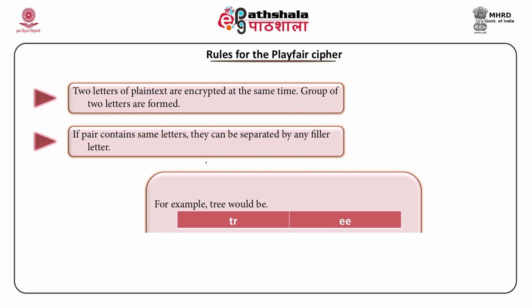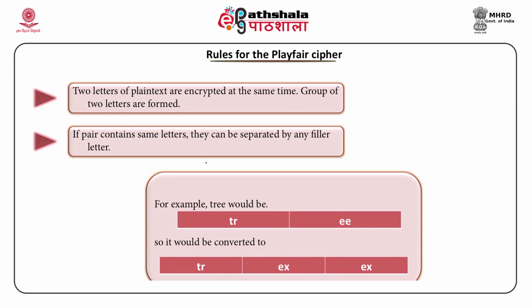So TREE would now be treated as TR, EX, E. Why did I put X? It is not necessary, you can put any character as a replacement, but the purpose behind putting X is that it is used fewer times in the English language. So when you decrypt and you find X, you can safely omit it to get a meaningful plain text.